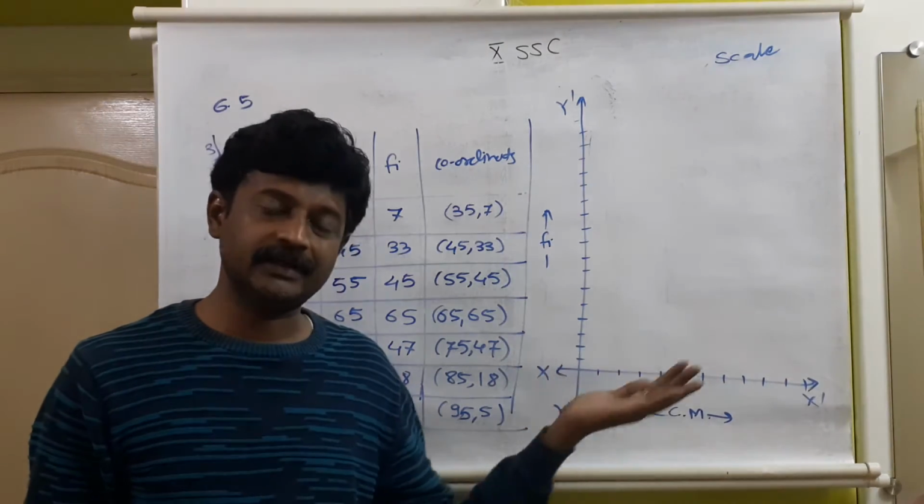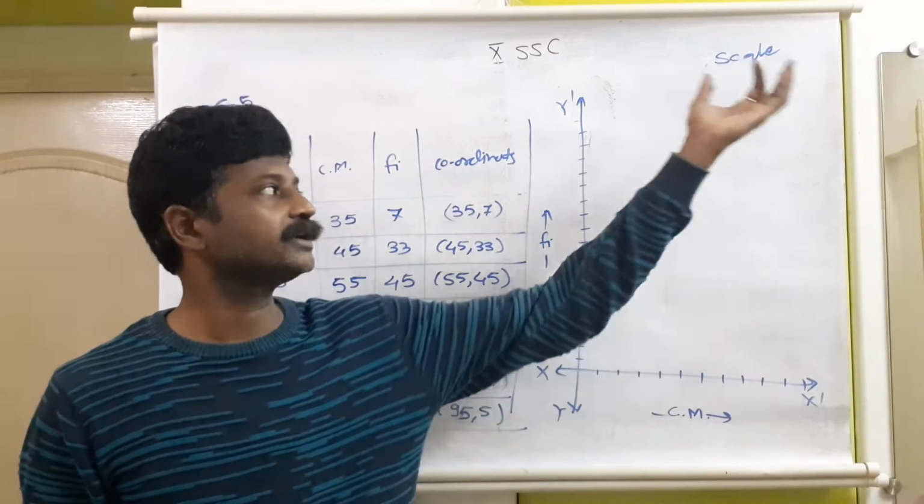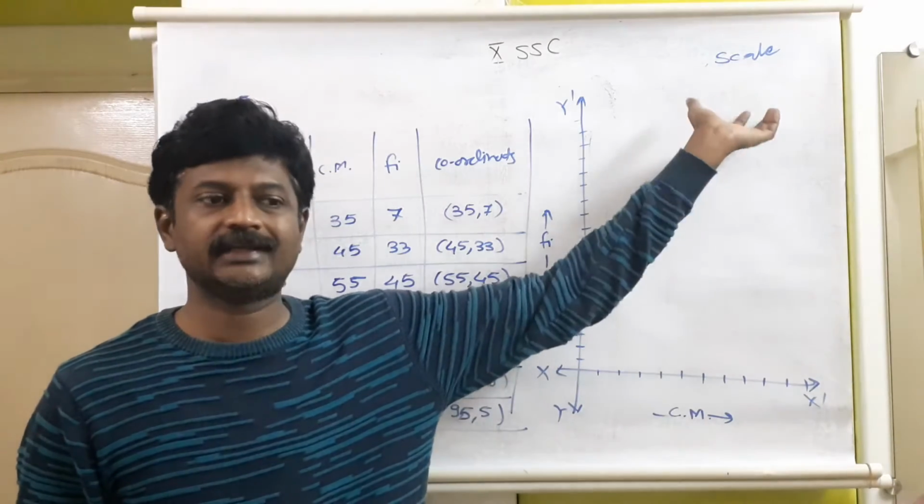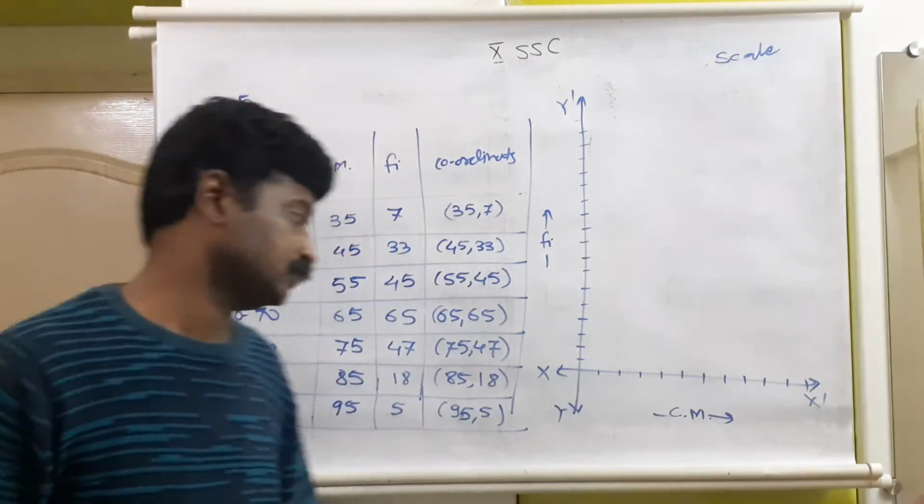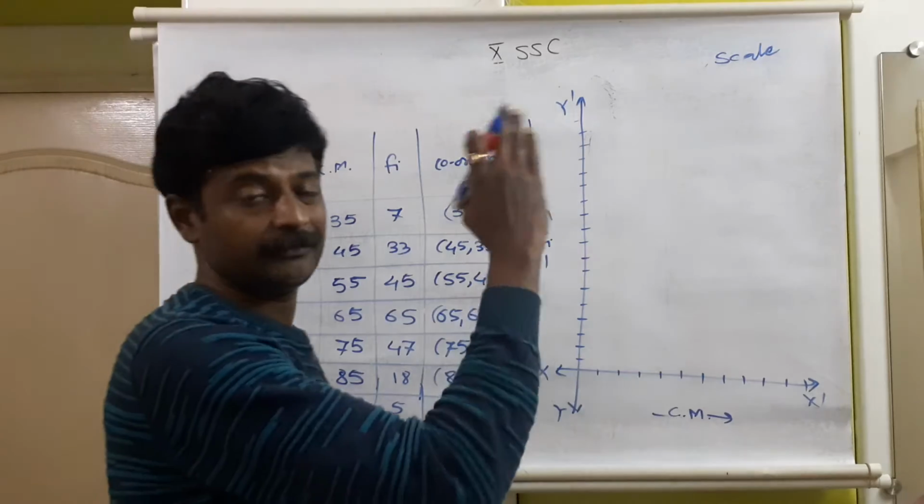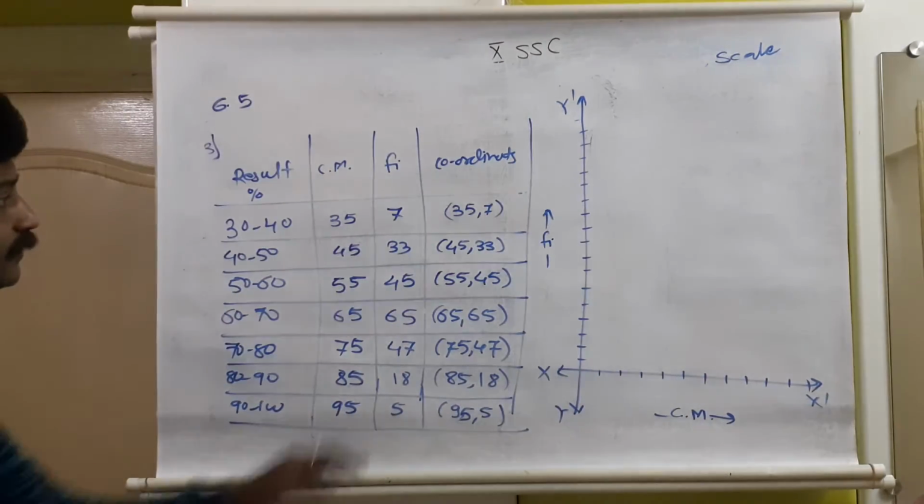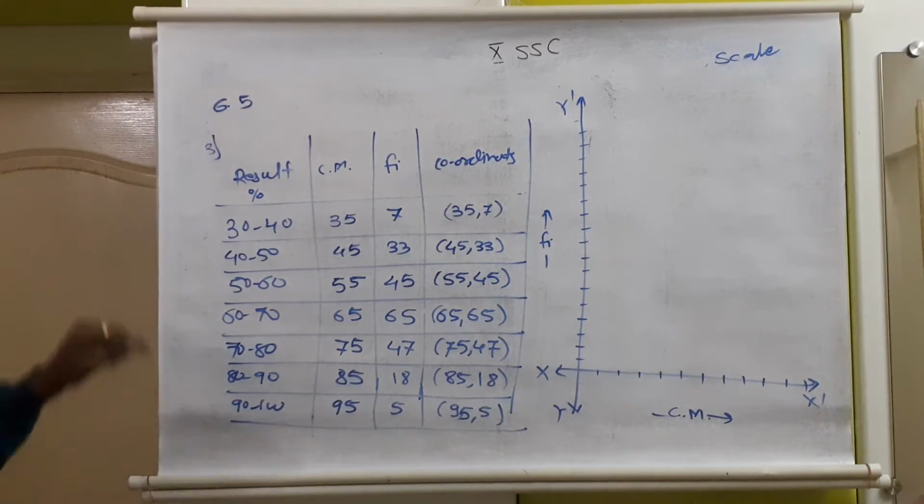But if we have different scales, on the x-axis different and on the y-axis different, we need to mention it: on the x-axis so and so, on the y-axis so and so. Marks are there for that. Half a mark will be there to write the scale. So this is the basic structure.